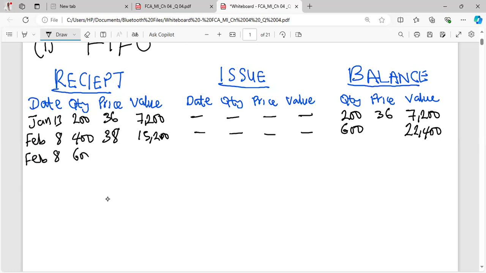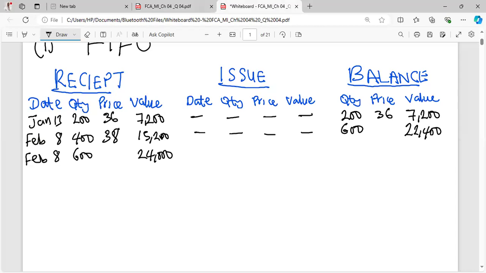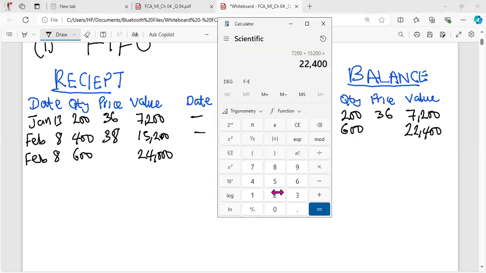We received 600 valued at 24,000. I think that's what it is. Yes. So what do we do now? We simply get the price, 24,000 divided by 600. That will give me 40. So the price here is 40.